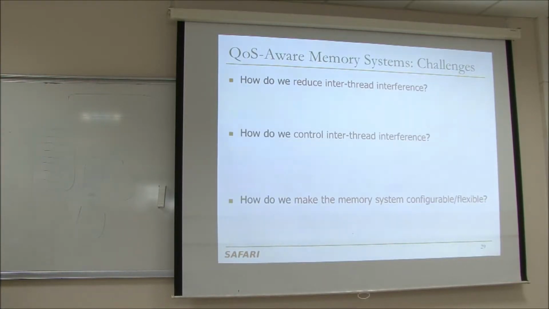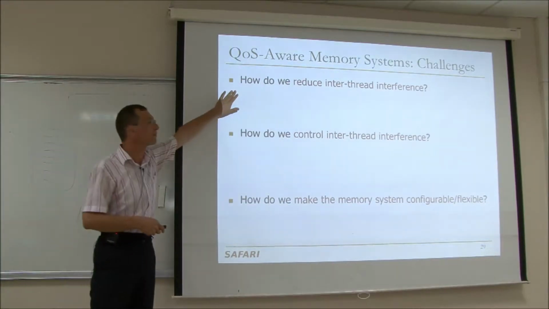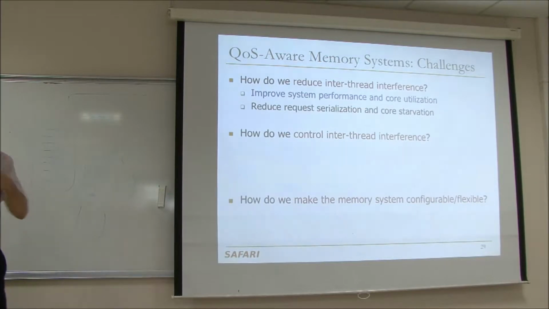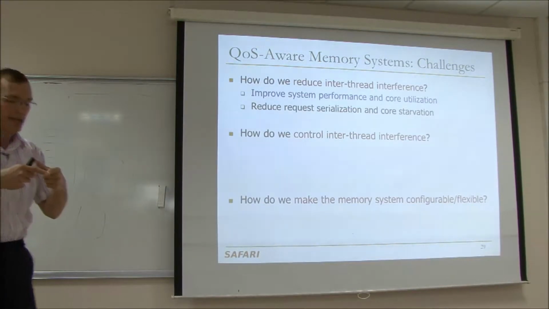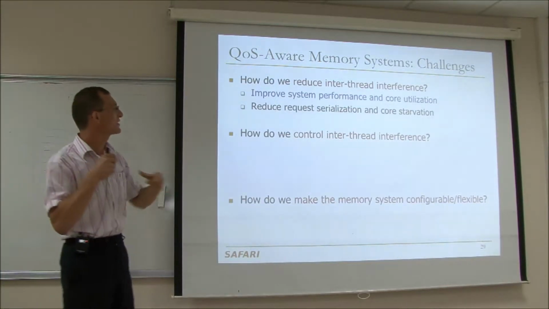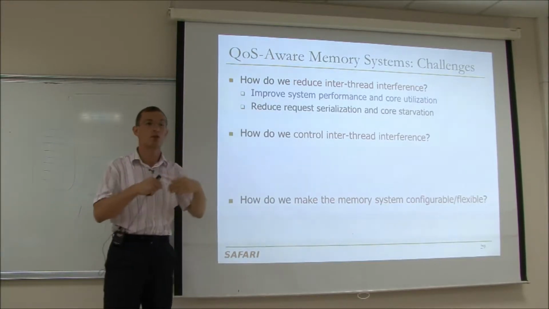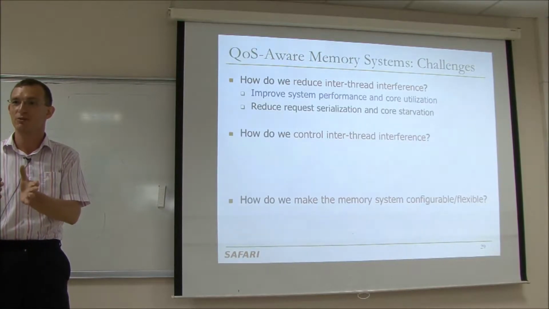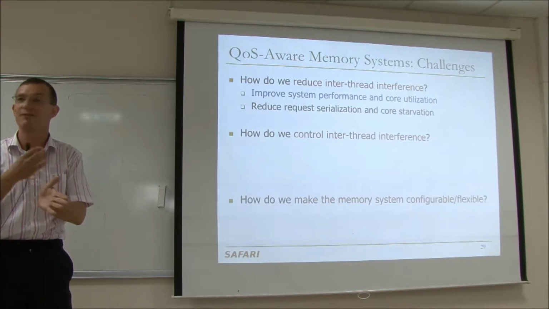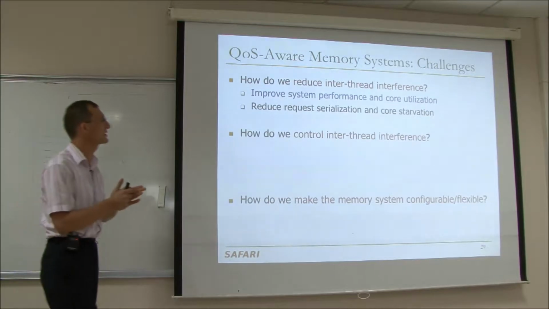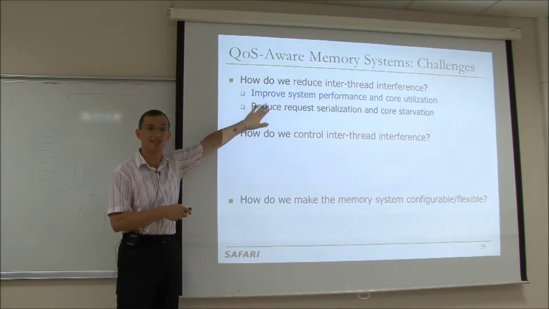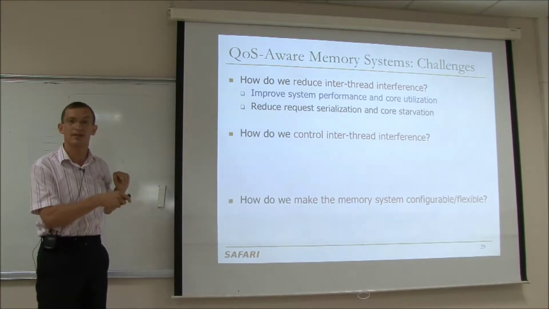And I think there are three key questions, three key challenges to solve to enable this. First, how do we reduce inter-thread interference? And what do I mean by that? Basically, threads are interfering in the memory system with each other. And if we reduce that a little bit, we can get much better system performance and much better core utilization. So instead of prioritizing the cores that are making slow progress, maybe we want to prioritize cores that are making fast progress. That way we reduce the interference rate. We can also reduce request serialization that way and core starvation. I'll show you techniques that reduce inter-thread interference.